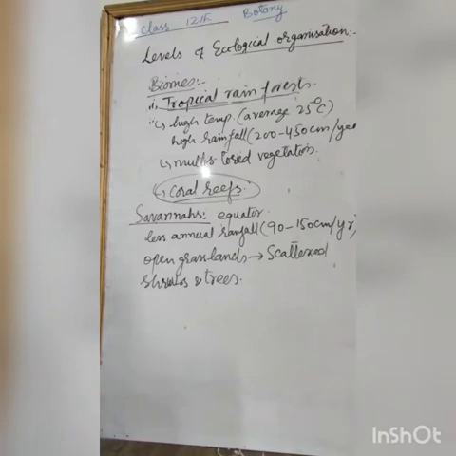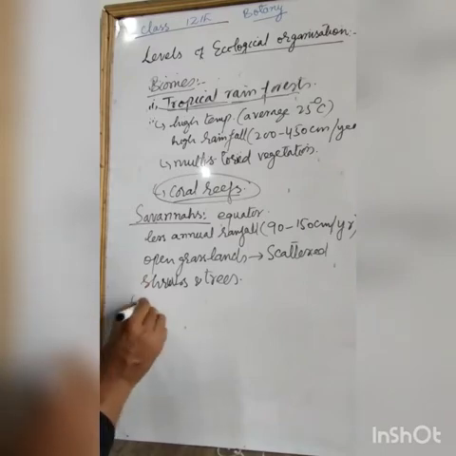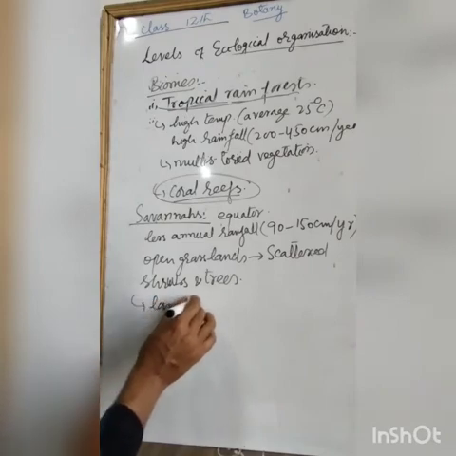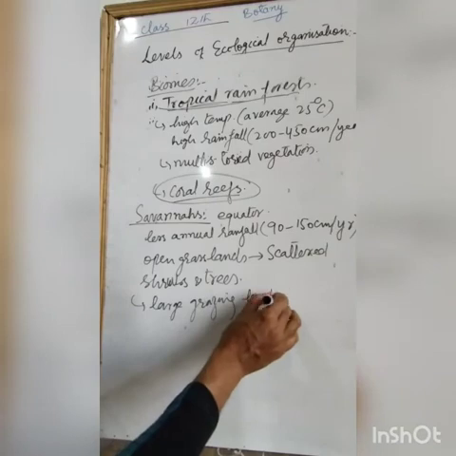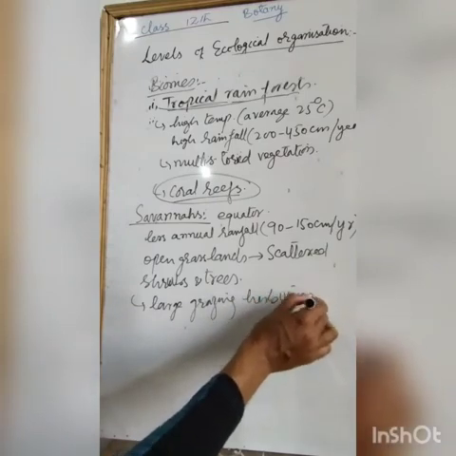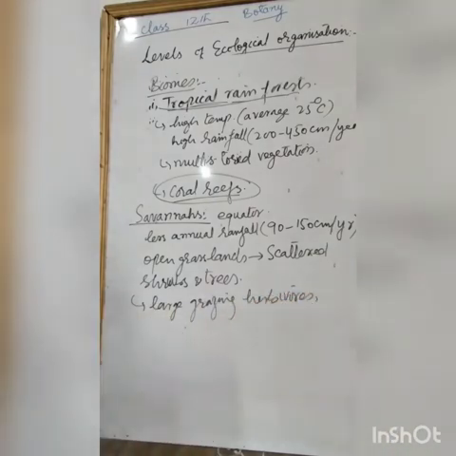Now the vegetation of this biome supports large grazing herbivores. And there are buffaloes, there are zebras, and these act as the food for carnivores like lions, tigers, etc.